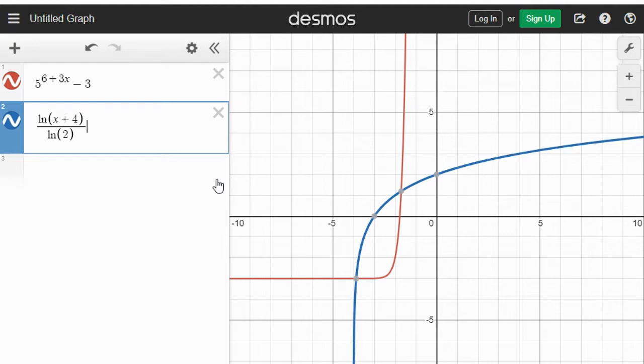So now I've graphed the two graphs, and letter A says, when are the two equations equal to each other? So when are the two graphs equal to each other? They are equal to each other at the intersections. We only care about the x value. So right here, we only care about the negative 3.875. So let's write that down. So at x equals negative 3.875. And there's one other intersection. At x equals negative 1.7703.